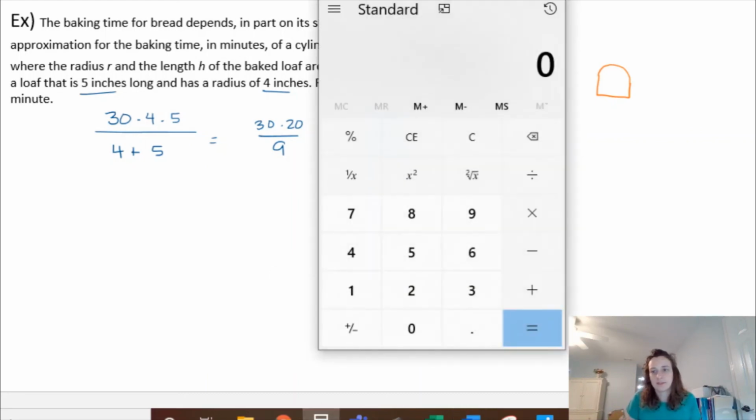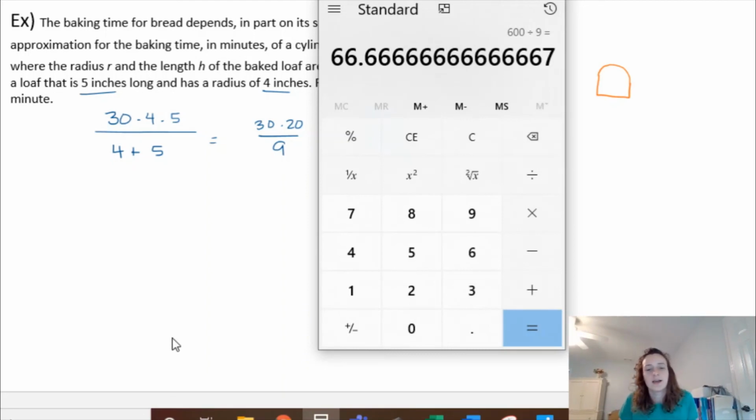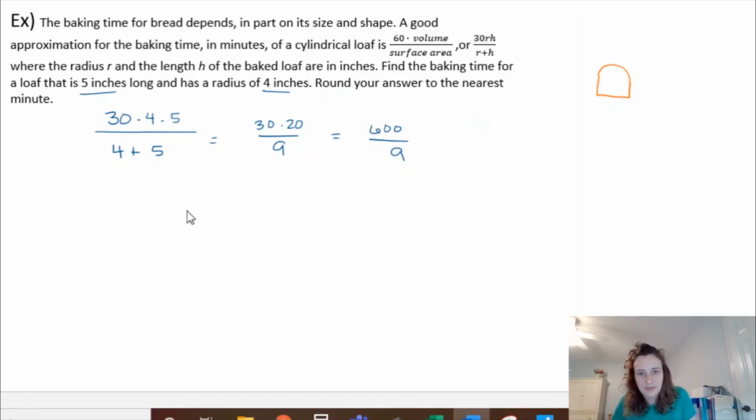You could type that into your handy-dandy calculator, and you'll get 66.6666 forever, which we know is 2/3. Okay, and so, round your answer to the nearest minute. So if I got 66.67, then I'm going to round to the nearest minute, which is going to be approximately 67 minutes that we want to bake this loaf of bread.